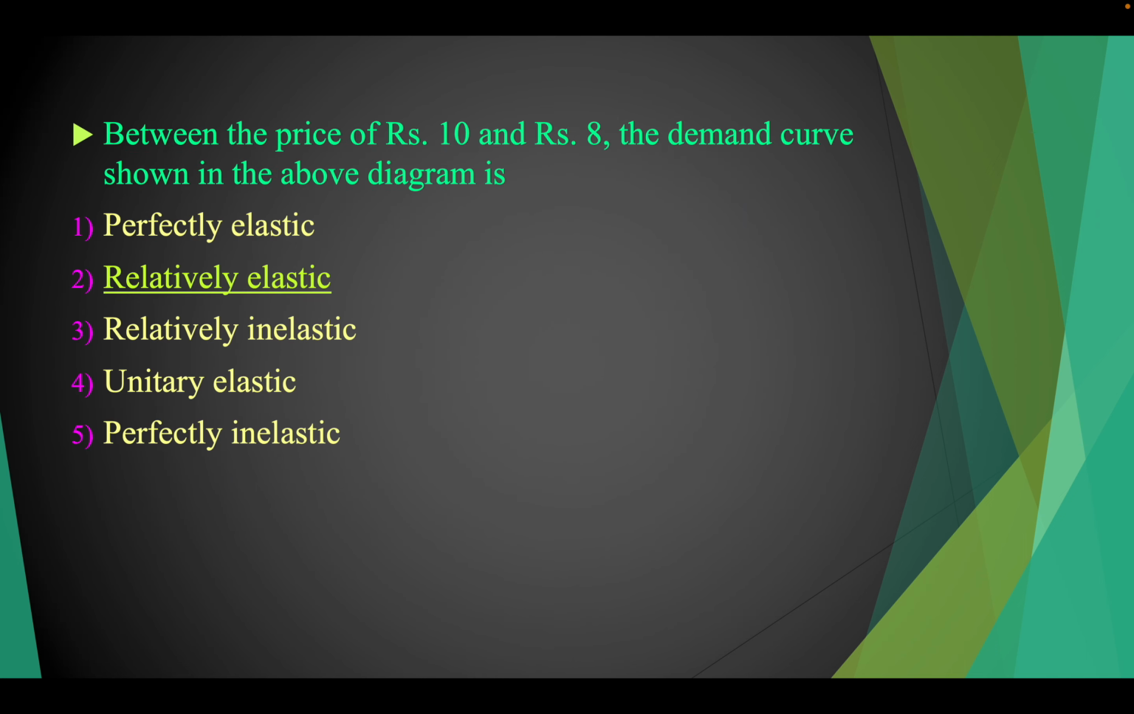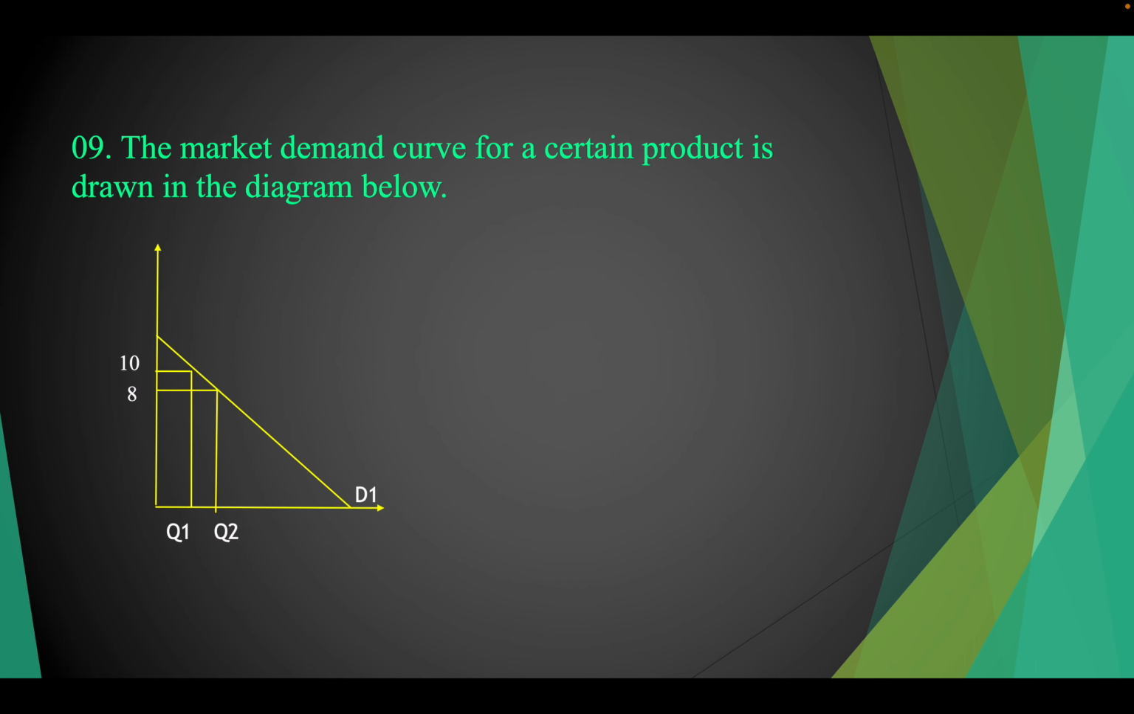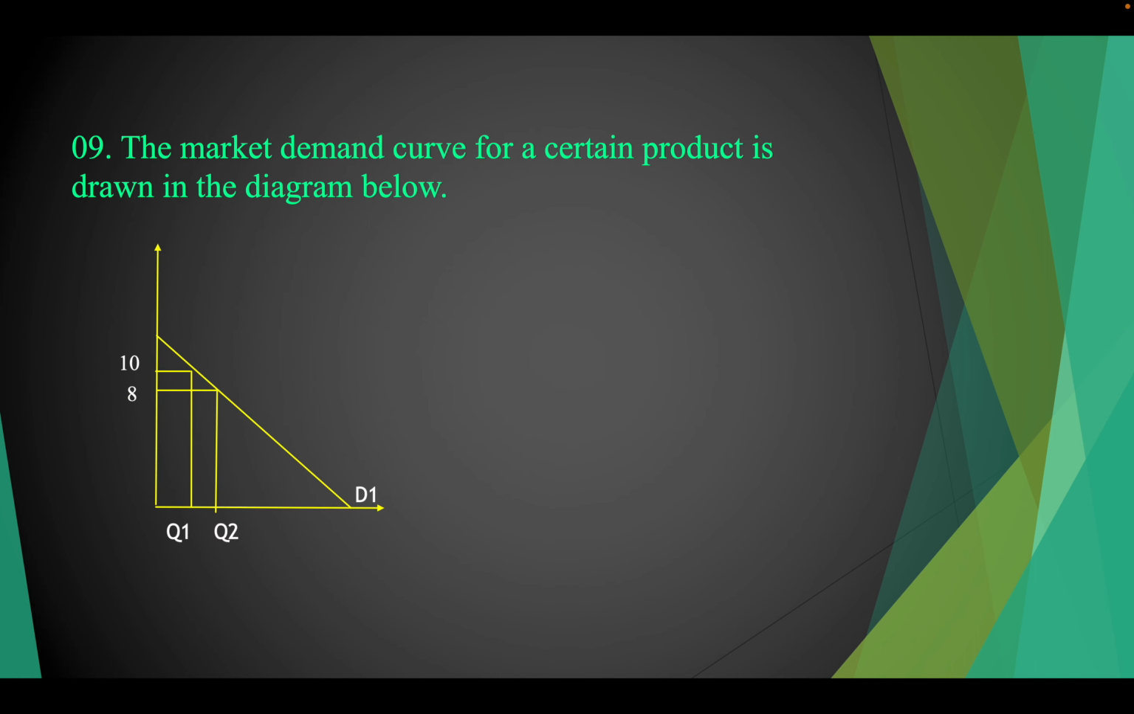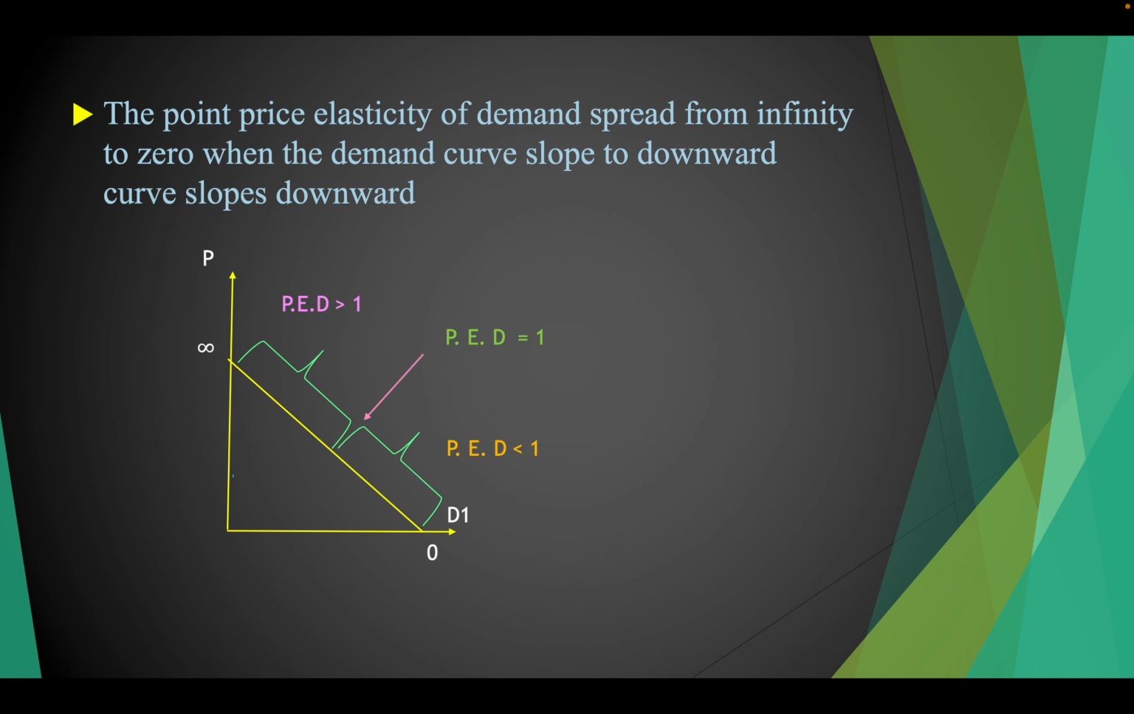Between the price of 10 rupees and 8 rupees, the demand curve is shown in the above diagram. You can see here, this is the 8 rupees and it increased to 10 rupees. So, they ask about the elasticity. Children, when you see a diagram like this, you have to know about the elasticity. Here, this is the diagram, a left to rightward, downward sloping demand curve.